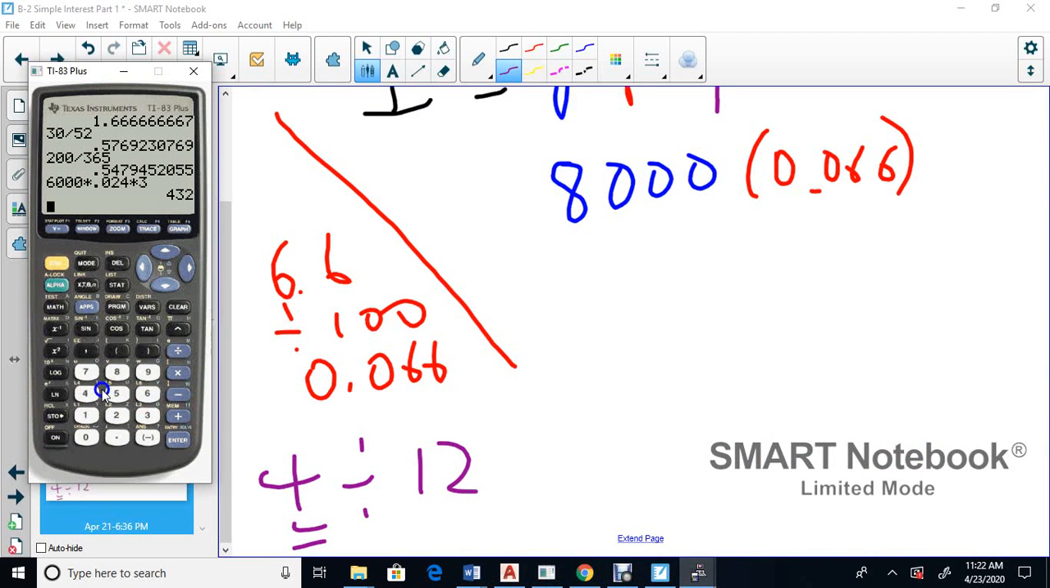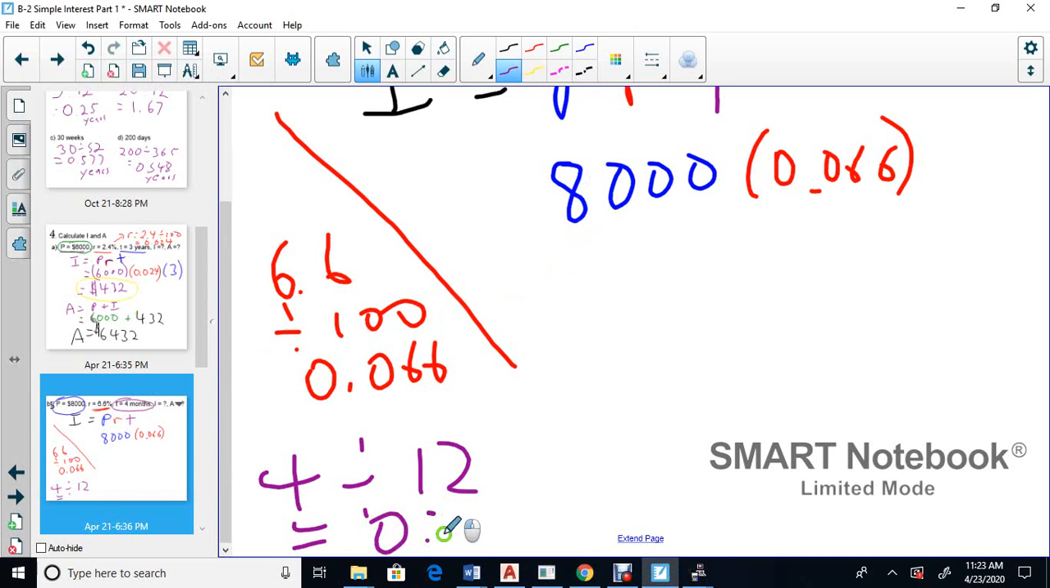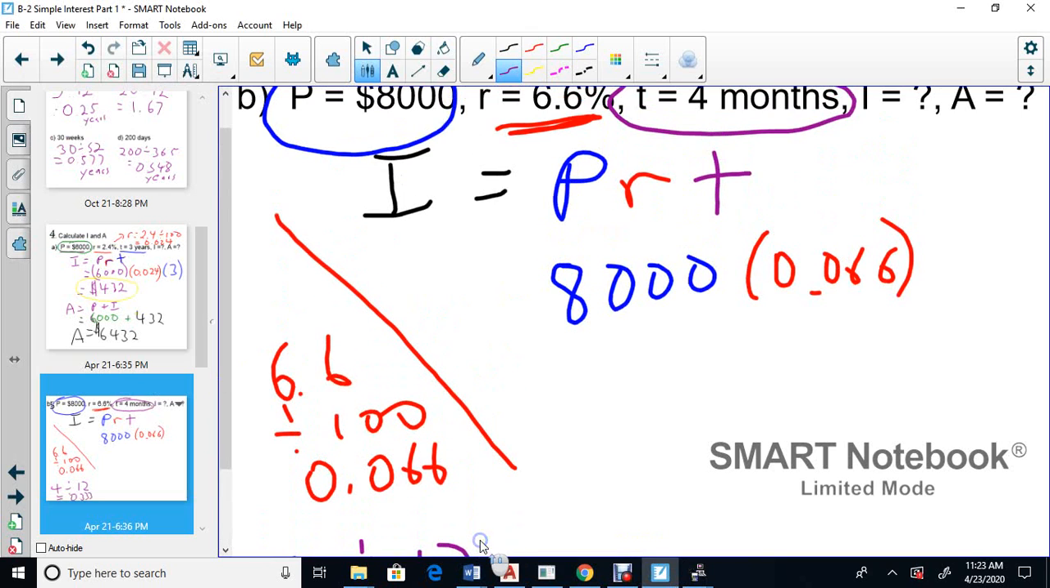I've got to put it in years. 4 divided by 12. We'll do 4 divided by 12 again here. 0.3333. So put 0.333. Let's now go back up. 0.333. We'll put 3 decimal places. Now we'll put an equal sign and we'll go to our calculator and figure this out.